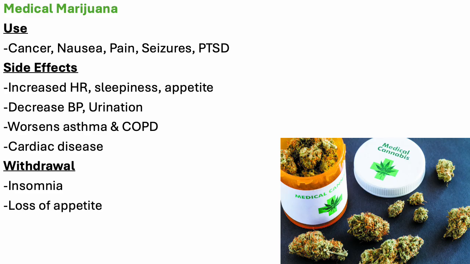Lastly is the marijuanas. First is medical marijuana, where it's good for a couple different things like cancer, nausea, pain, seizures, and PTSD. A couple other things like muscle spasms, but it's a long list. Side effects could include an increased heart rate, sleepiness, an increased appetite, a decrease in blood pressure and urination, worsening of asthma and COPD, and cardiac disease. There's also withdrawal with medical marijuana, where it could cause insomnia, loss of appetite, and anger.